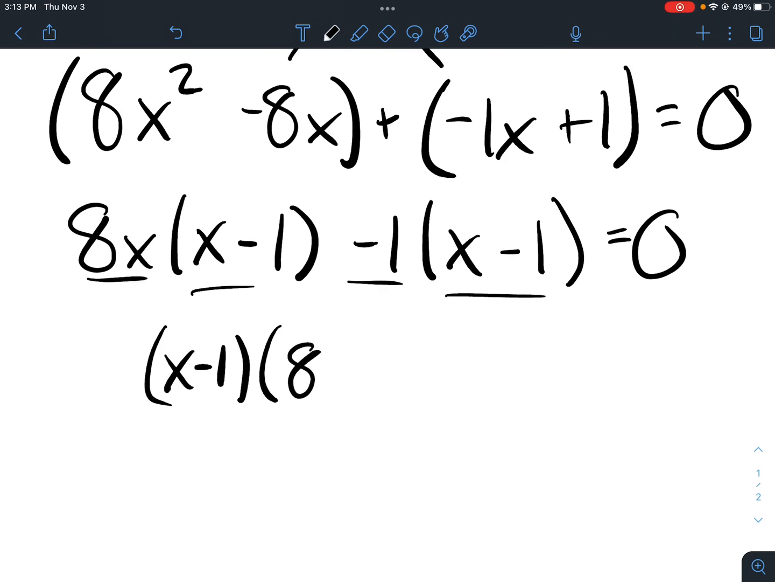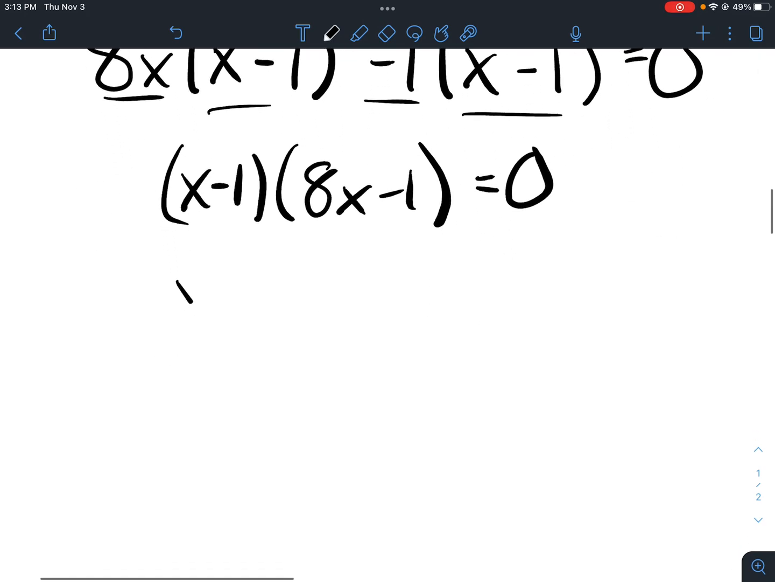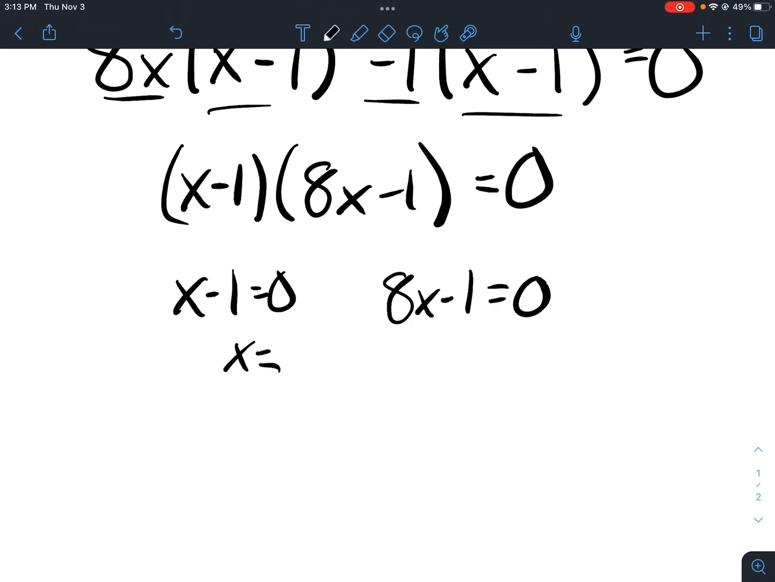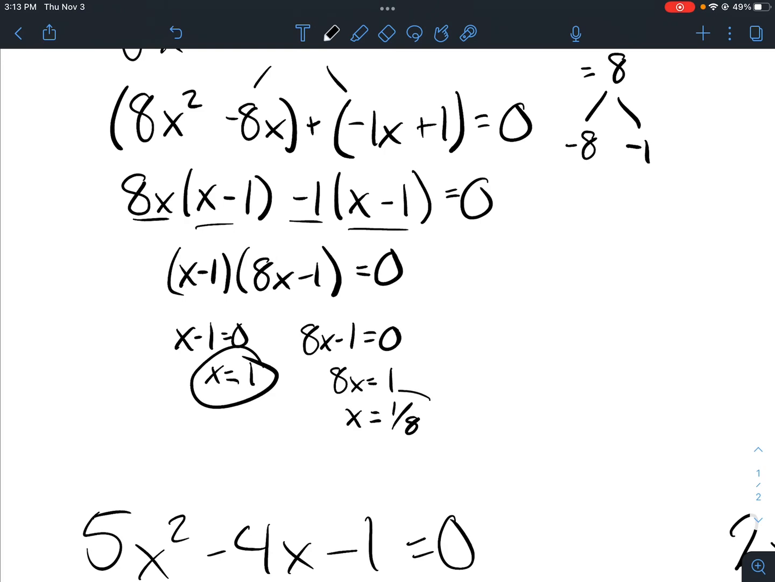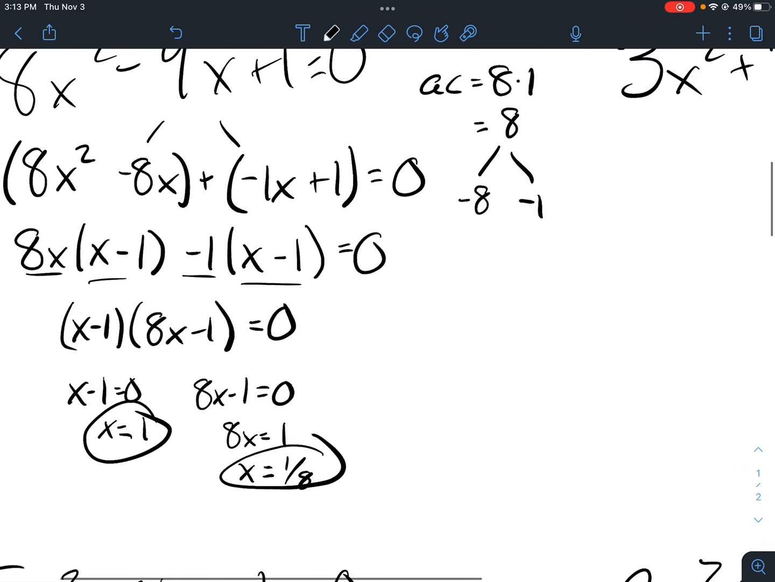And we're left with an 8x minus 1. So 8x minus 1 equals 0, and x minus 1 is equal to 0. From 8x minus 1 equals 0, we get 8x is equal to 1, and x is equal to 1 over 8. And x minus 1 equals 0 gives x is equal to 1. So those are the answers.